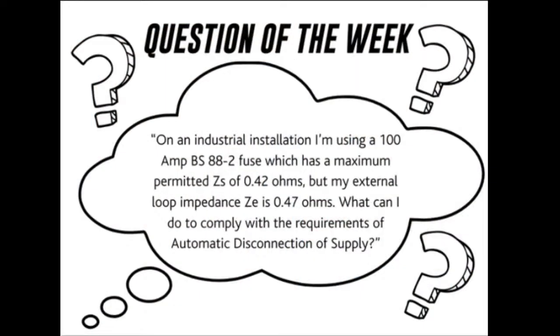So for those that perhaps haven't had a chance to see it, the question of the week this week was: on an industrial installation, I'm using a 100 amp BS88-2 type fuse, which has a maximum permitted Zs of 0.42 ohms. But my external loop impedance, Ze, is already 0.47 ohms. So what can I do to comply with the requirements of ADS?